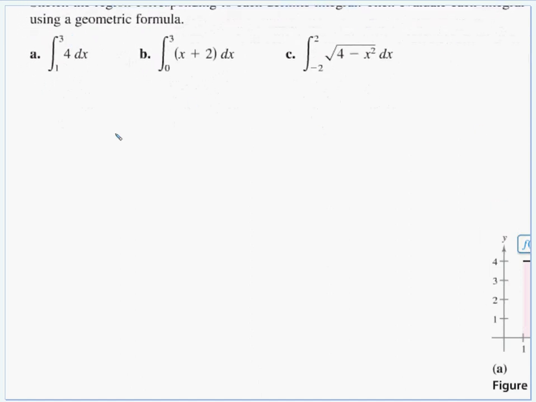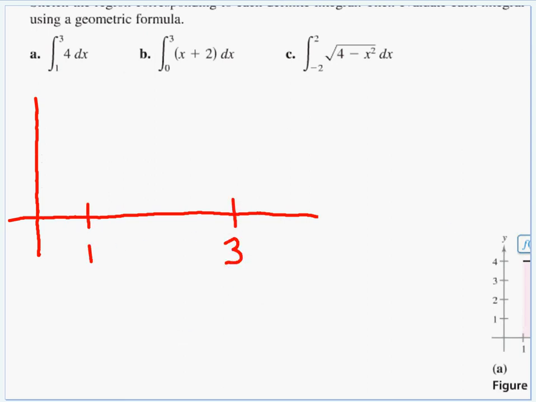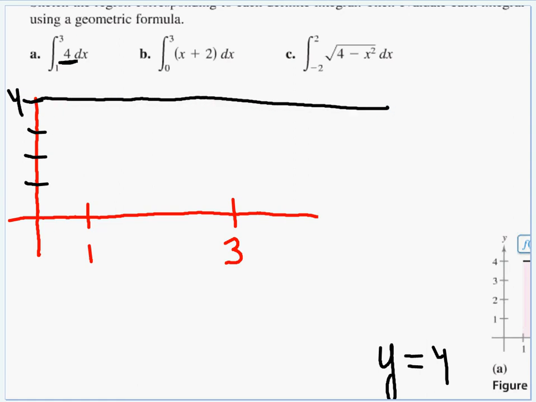So let's look at this first one. We see from the upper and lower bounds a 1 at the bottom, a 3 at the top. So we are going to go from 1 to 3 on the x-axis. And then our function is right here. y equals 4. How do you graph y equals 4? Well, that's just a horizontal line. 1, 2, 3, 4, and we go straight across. So the region that we're looking for is bounded on top by that black line, the x-axis here in blue, and I'll also use blue for the lines x equals 1 and x equals 3.